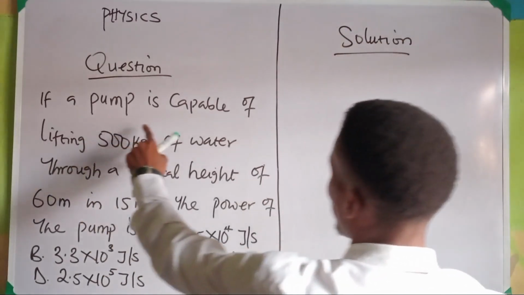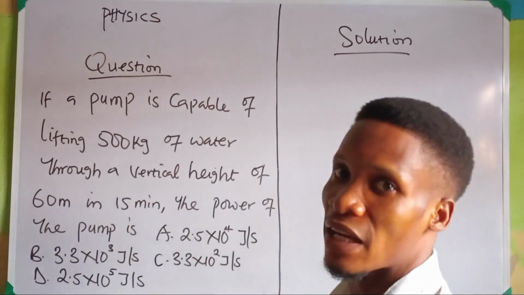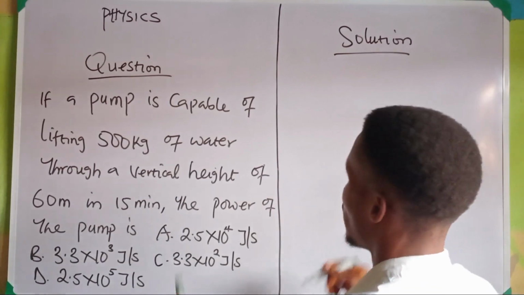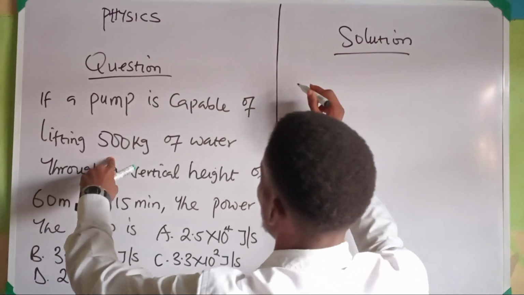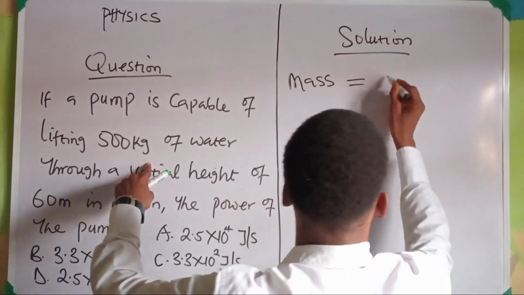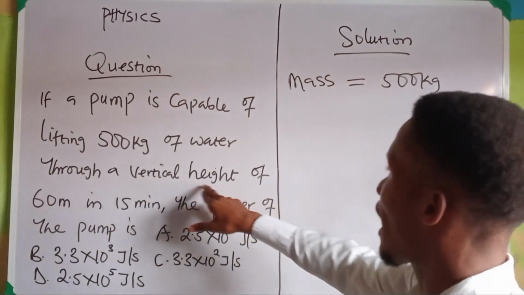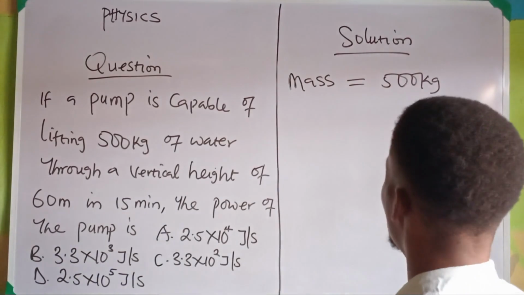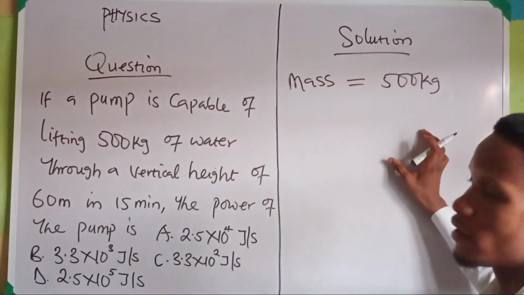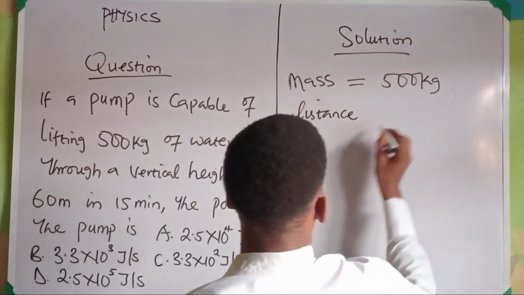So we're given that a pump is capable of lifting 500 kilograms of water. This kilogram indicates the mass of what is being lifted, which is water. So the mass of the water is 500 kilogram. The next thing from there is the height in which this mass of water, this particular load, is being lifted, which is given to be the distance, or you say the height is what?